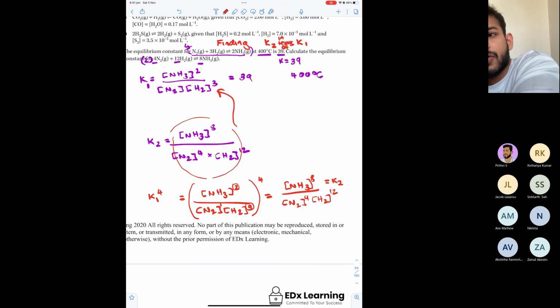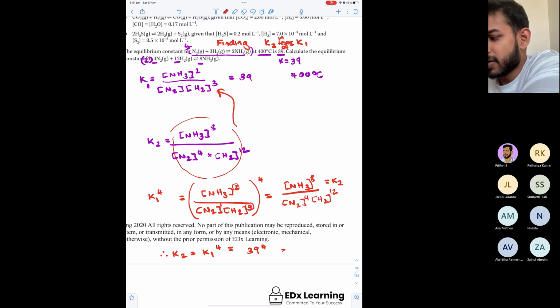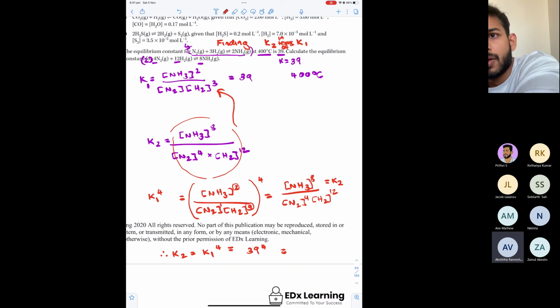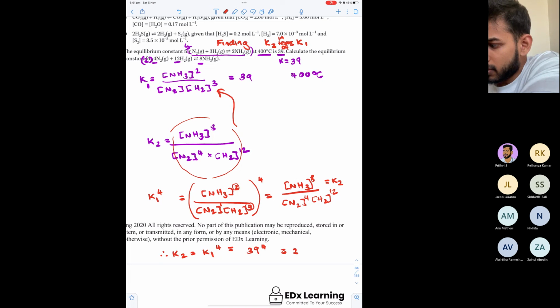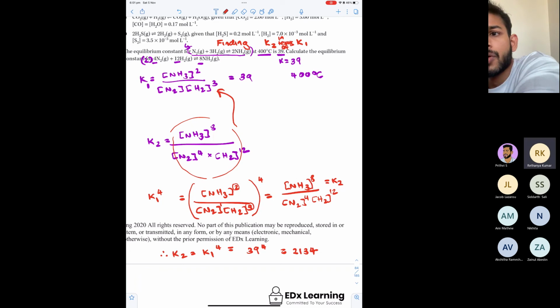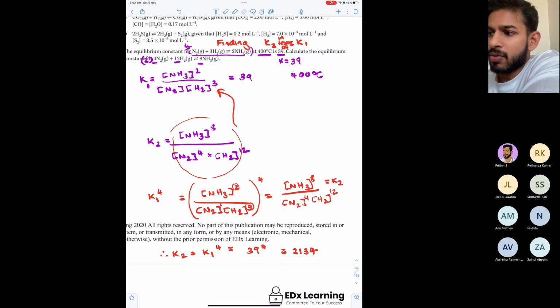What's the value for K1, everyone? What number do we know K1 is? 39. So what do we need to do to 39 to get K2? Raise it to the power of 4. There you go. We take 39 and raise it to the power of 4. What's our answer? 2, 3, 1, 3, 4, 4, 1. I'm guessing that's what it is? Yeah.